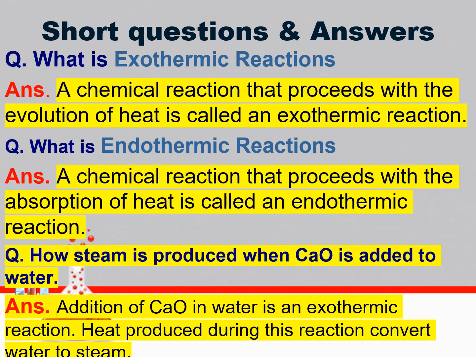Question and answer about this experiment. First of all, you must know what an exothermic reaction is. An exothermic reaction is a reaction that proceeds with the evolution of heat. What is an endothermic reaction? A chemical reaction that proceeds with the absorption of heat. How is steam produced when calcium oxide is added to water? Addition of calcium oxide in water is an exothermic reaction. Heat produced during this reaction converts the water to steam.